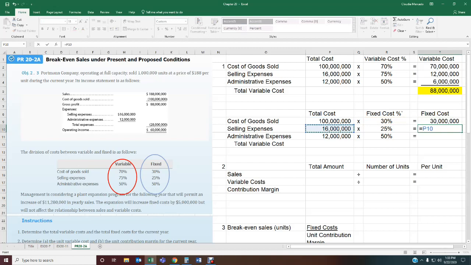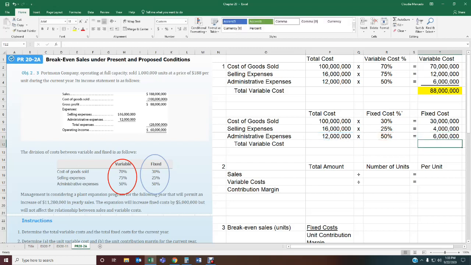We're going to get the 16 million times the 25%. That's going to give me 4 million. And then I have 12 million, and I want to multiply that by 50%, and that gives me 6 million.